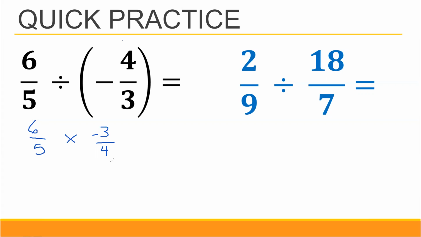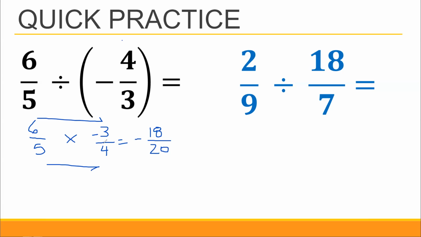Just like before, you can look at those diagonals. If you don't want to do that, you're just multiplying straight across. So 6 times negative 3 is going to be negative 18. And then 5 times 4 gives me 20. Since one number is negative and the other one's positive, I'm going to have a negative answer.